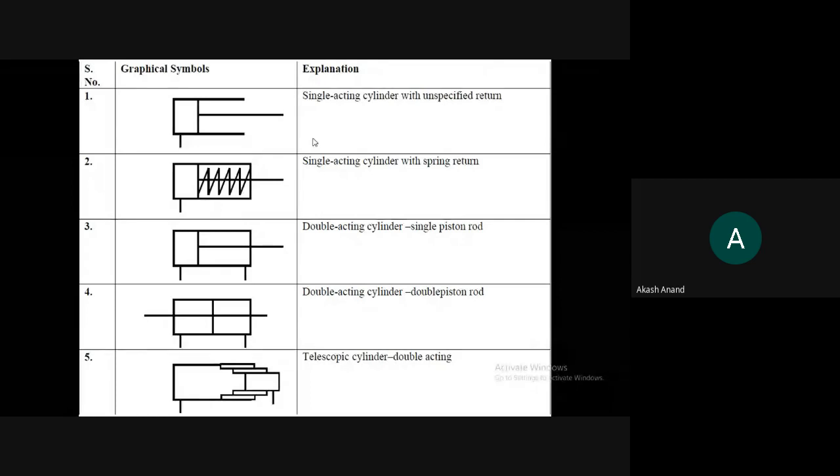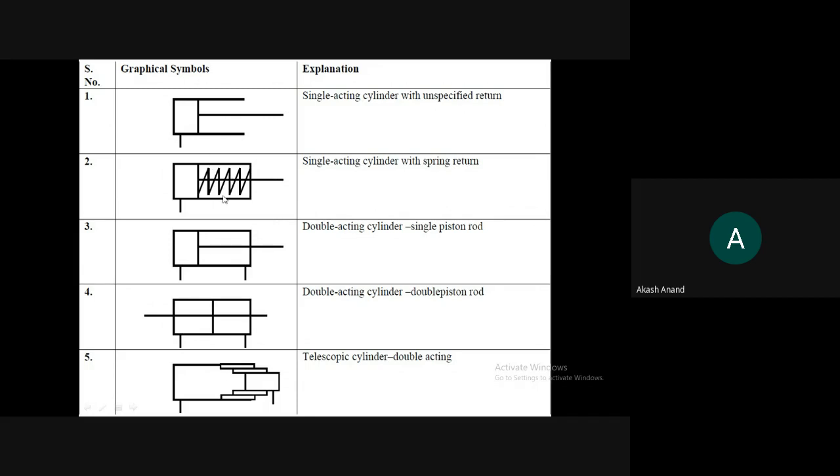Okay, then coming on to symbols, you have to identify these and just use your logic to understand. These are the symbols used for different types of linear actuators, that is cylinders. You can see from the symbol itself, this is the cylinder, this is the piston, and there is only one inlet, or one port, to the cylinder. So this is called a single acting cylinder with an unspecified return. The return movement of the piston is not specified here.